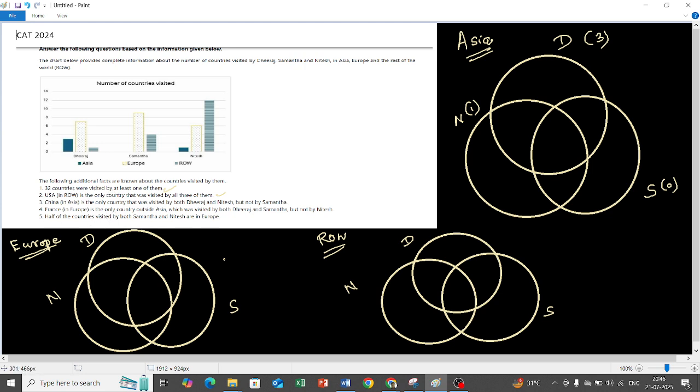Now let us see the instructions. 32 countries were visited by at least one of them. USA is the only country that was visited by all three of them. So USA is in which part? ROW. So this intersection portion will be 1. ROW is the rest of the world. That is why I put 1 in this ROW part. Is it clear? If anybody is not clear, please let me know.